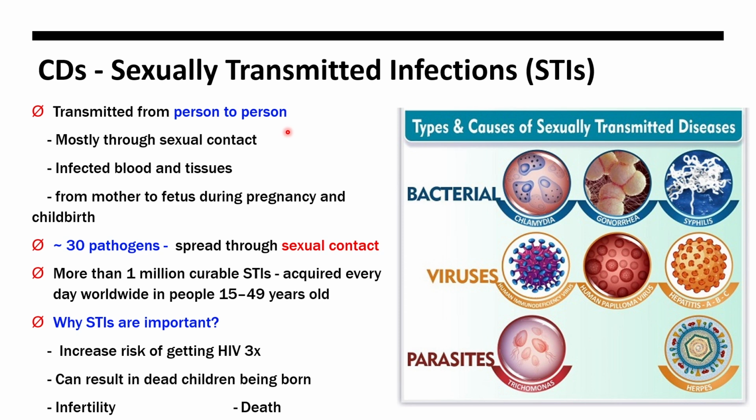The next communicable disease category that we are talking about is sexually transmitted infections. These infections are transmitted from person to person, mostly through sexual contact. They can also be spread through infected blood or infected tissues. If you are in contact with infected blood, infected tissues or body fluids, you can get the disease. Not only that, a mother can pass STIs to the fetus inside her tummy during pregnancy and at childbirth. There are around 30 pathogens that cause these STIs.